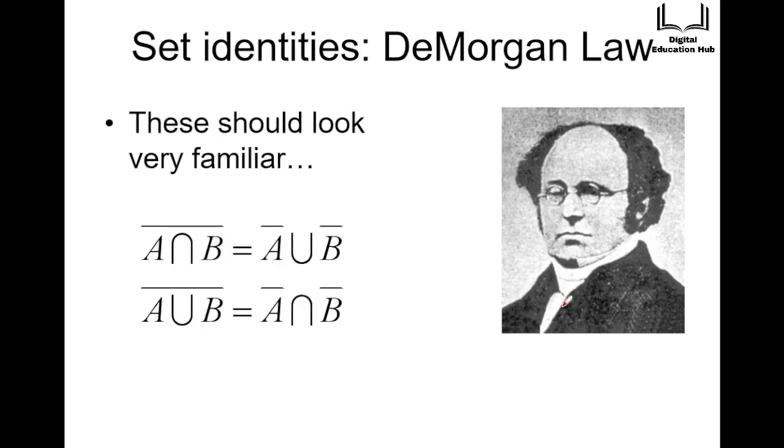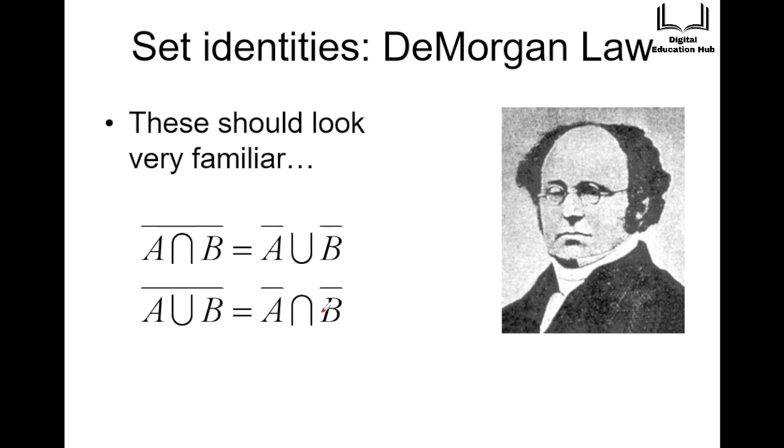To understand the set identities, there is one law in the set identities, and that is called DeMorgan's law. DeMorgan's law says that the complement of the intersection of two sets is equal to the union of the complements of the two sets. Or there is another statement: the complement of the union of two sets is equal to the intersection of the complements of the two sets. So this is DeMorgan's law.